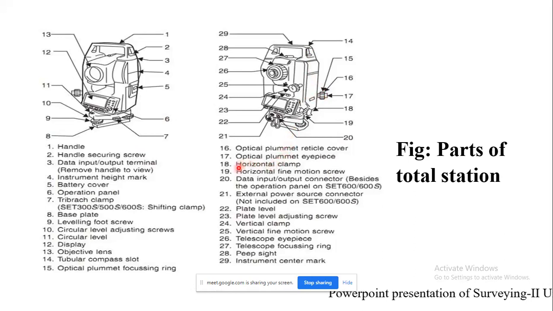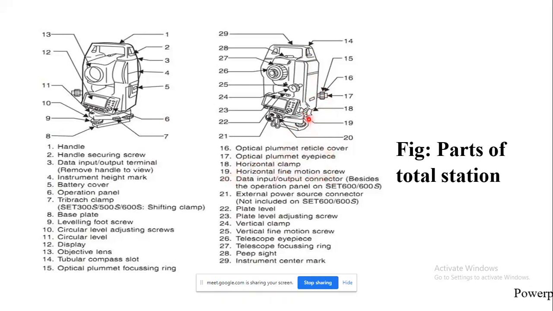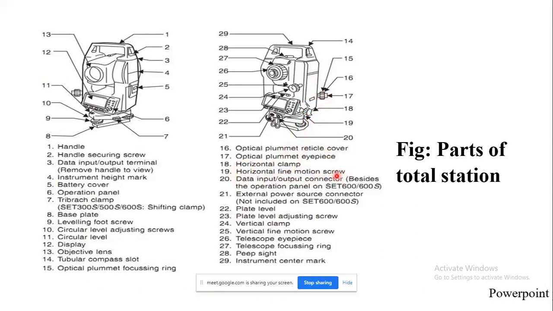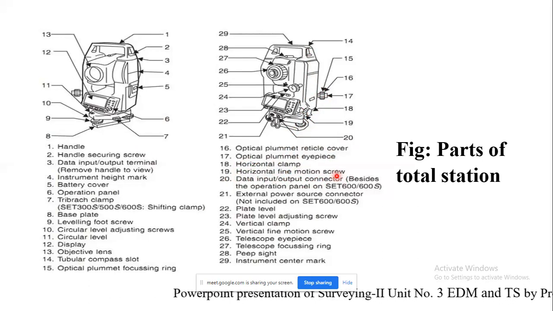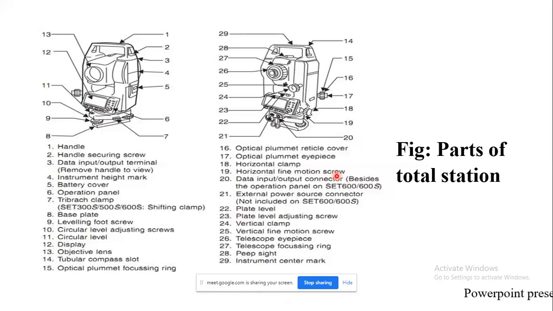Then the horizontal clamping screw, as I told you, and the horizontal fine motion screw. The horizontal fine motion screw is nothing but the tangential screw. During the theodolite practical, you might have seen that when you tighten the upper clamp screw, you make use of the upper tangent screw. It is for smooth movement, for slow motion. That is the horizontal fine motion screw.